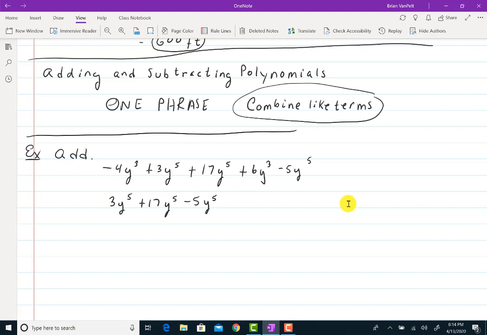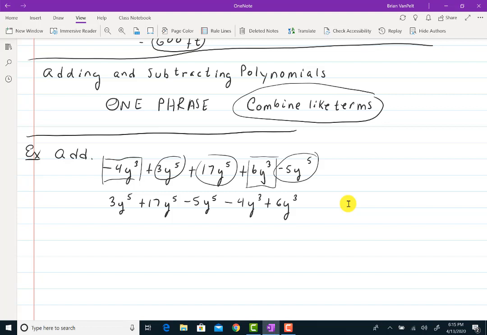So what I did is I saw that I had a 3y to the fifth, a 17y to the fifth, and a negative 5y to the fifth. Those are all like terms. I moved them together. Then the other like terms that I have is negative 4y cubed and 6y cubed. So I'll have minus 4y cubed plus 6y cubed. Remember, the commutative property allows you to move these things around like this.